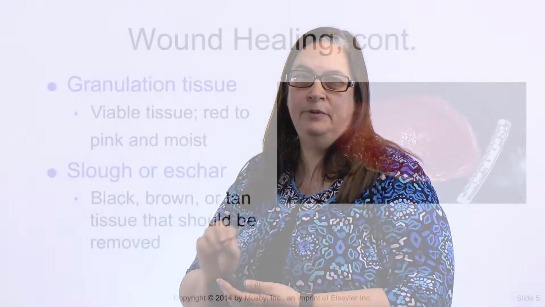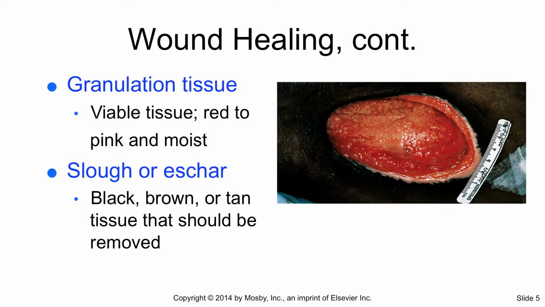Red is good, especially if it's shiny red, because that shiny red, moist tissue is healthy. Especially in the picture I have on this side, you'll see some little tissue buds, some little granulation buds. It looks kind of bumpy, and that's great because you're building new tissue. This one is actually in the proliferation stage.